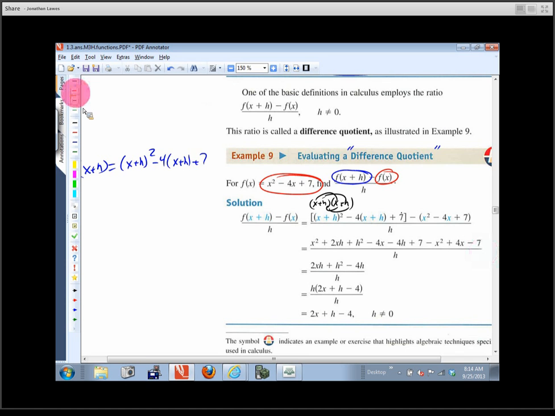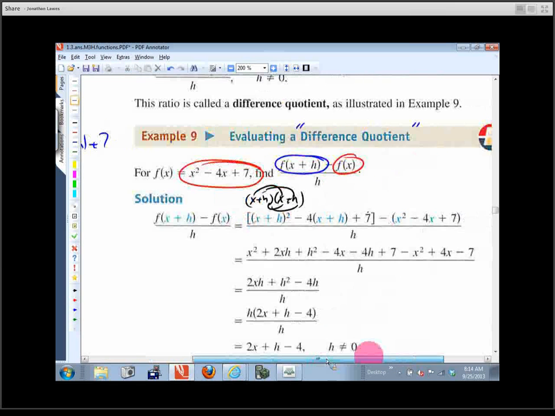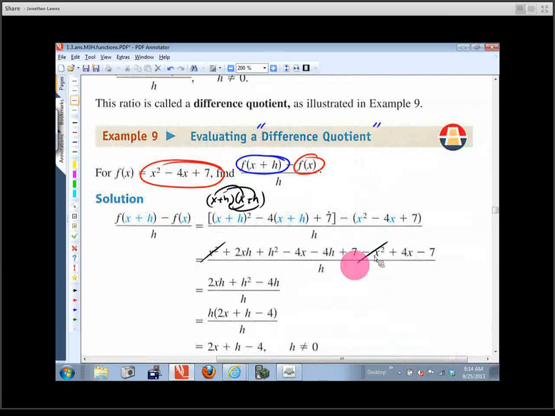Okay, if we go through and we collect like terms, there's an x squared, there's a minus x squared. There's a 7, there's a minus 7. There's a minus 4x, there's a positive 4x. So I've got this term, and this term. I've got those three terms. Are any of those like terms? They're not. So that's why I just write those three terms down.